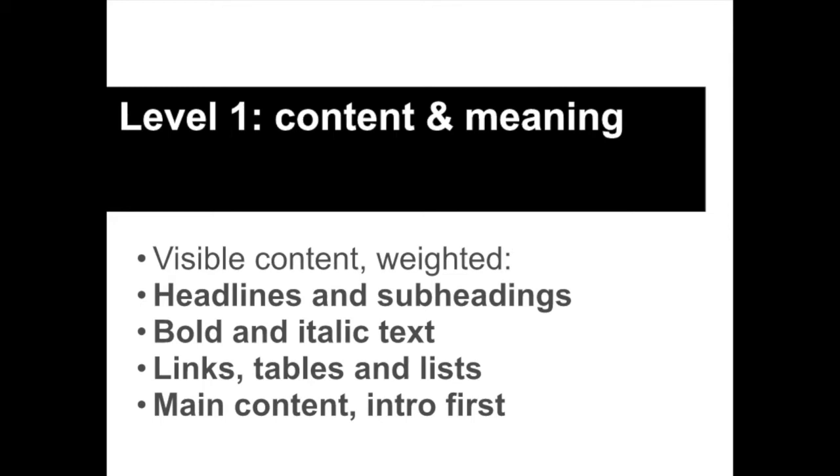The first is the actual content itself, the text in your article. Now, that's weighted in different ways. Some content is more important than others when it comes to search engines. Headlines, for example, are obviously going to be more important in giving an indication of what your article is about. Likewise, subheadings should be chosen carefully for the same reasons. Any bold or italic text, anything that's emphasized in some way, will also have slightly more weight than text that isn't. Links, tables, and lists are also important, and where content comes in an article as well.